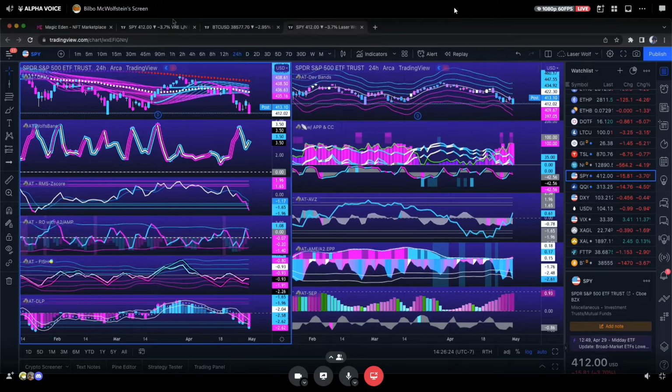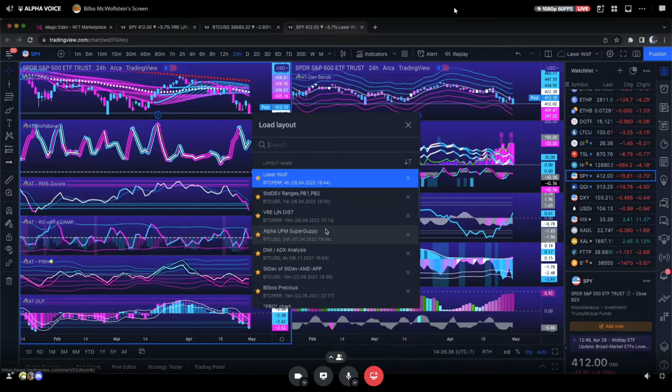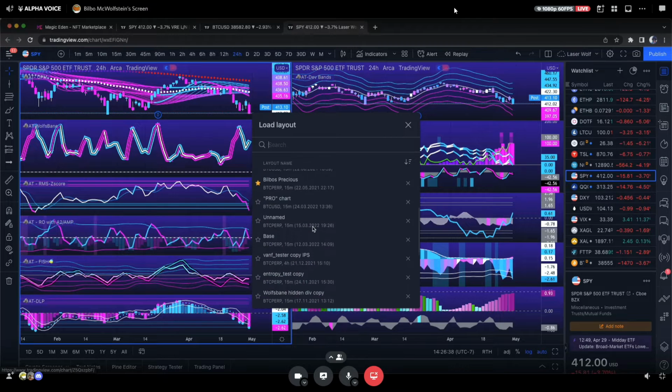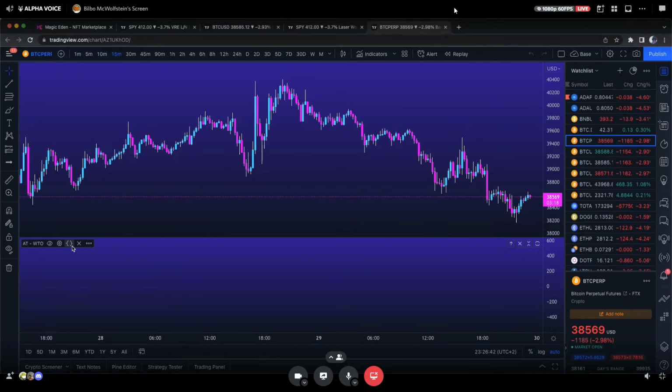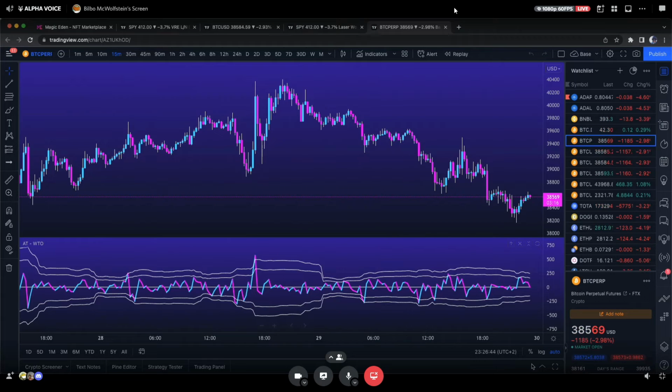Pull it up. Okay, let's see. What side of the chart? I'm just going to pull up, I actually think I still have it on here. No, that is actually there's the wave trend oscillator though. Really cool.